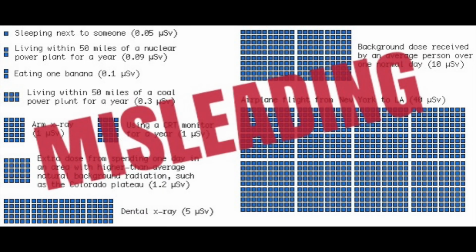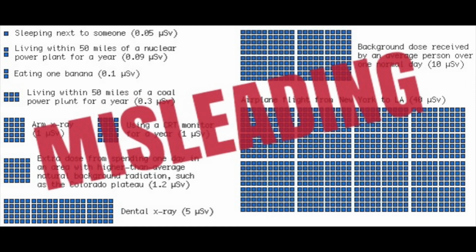However, and this is a very big however, charts like this are very misleading. Charts like this have a tendency to be used by nuclear proponents, and from this chart, you might get the impression that living 50 miles from a nuclear power plant exposes you to less dangerous radiation than eating one banana a day every day for a year. But that is not true.